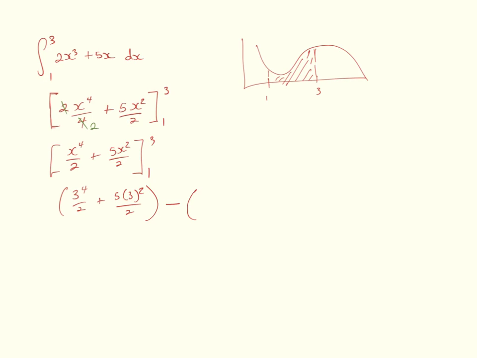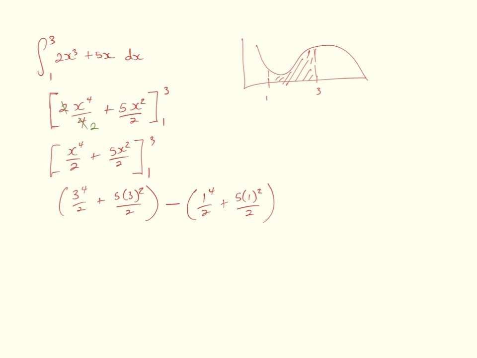So x to the power, let's undo that. So 1 to the power 4 over 2 plus 5 times 1 squared over 2, and that is now done. Now let me just emphasize this point. You always take away here. You take your top limit, you put that in, and then you subtract the substitution of the bottom limit there.